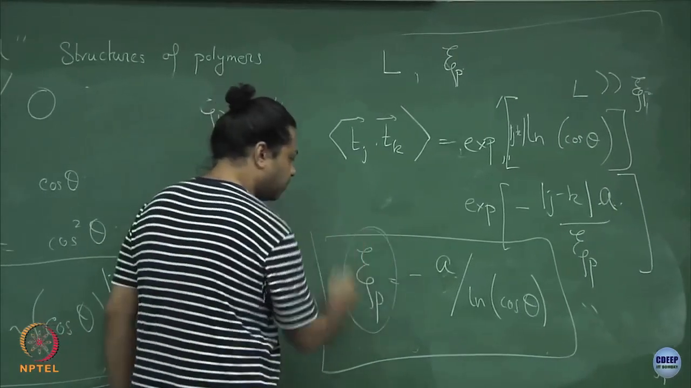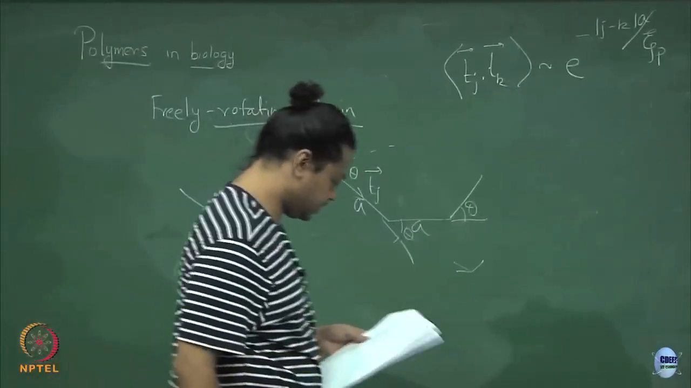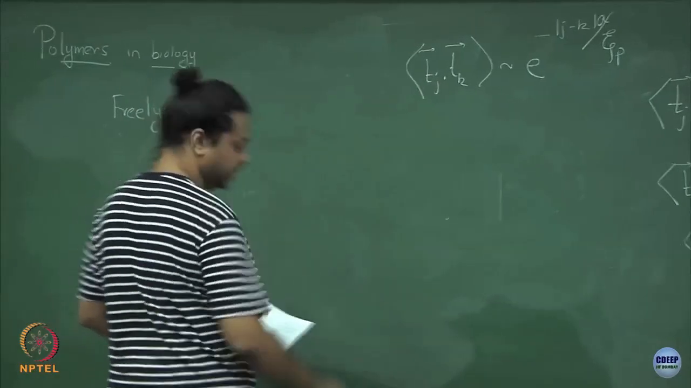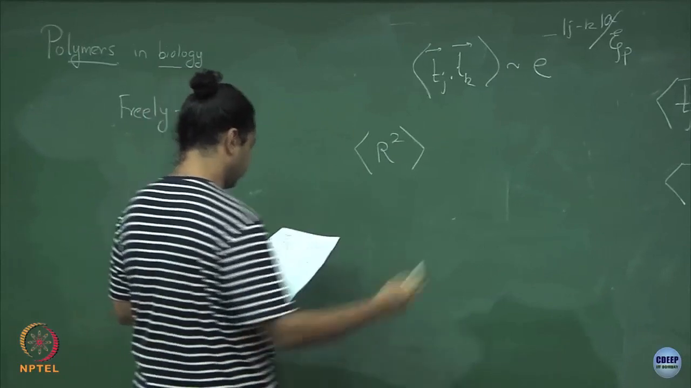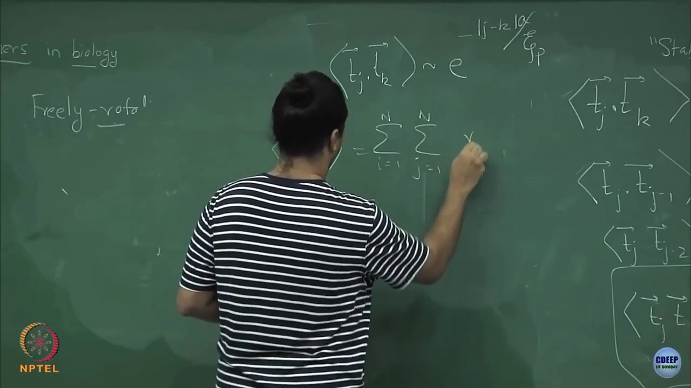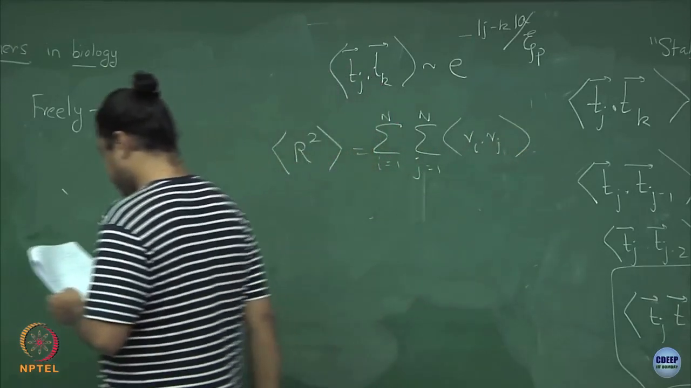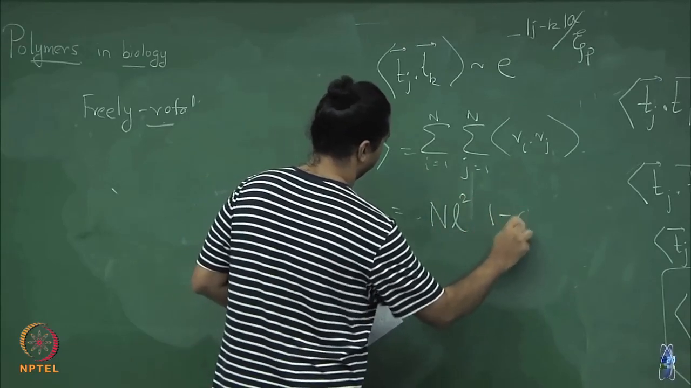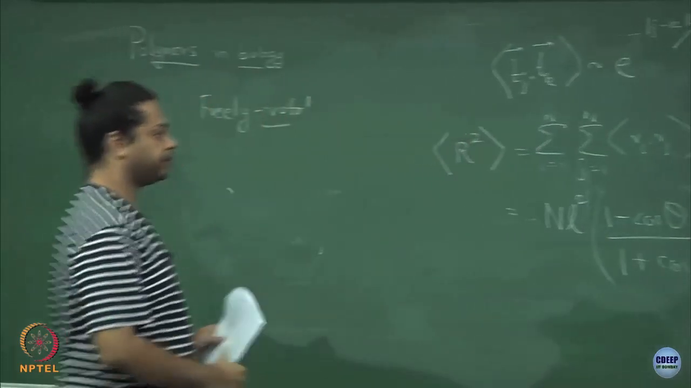Once you build these coarse grain monomers of this length scale, then you can replace this by a freely jointed model. And in fact, you can calculate this. So, I will leave this for you to do. You can calculate what is R square for a freely rotating chain like this. So, you can just do this sum over i equal to 1 to n, sum over j equal to 1 to n, r i dot r j average, and you can show that this comes out as, let me just write it, n l square (1 minus cos theta) by (1 plus cos theta).